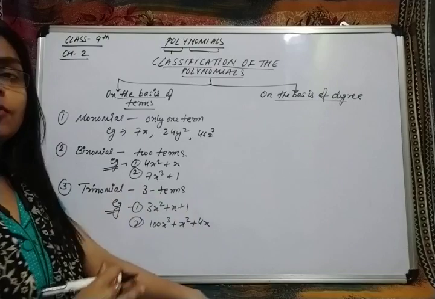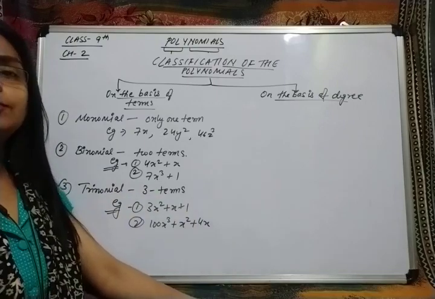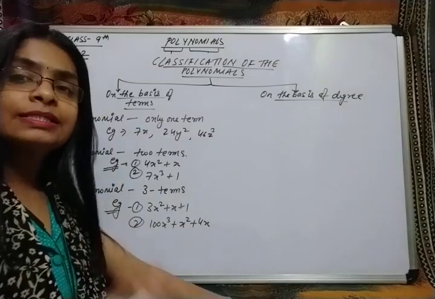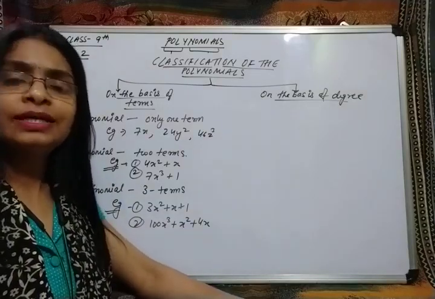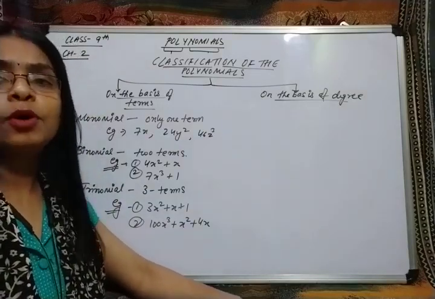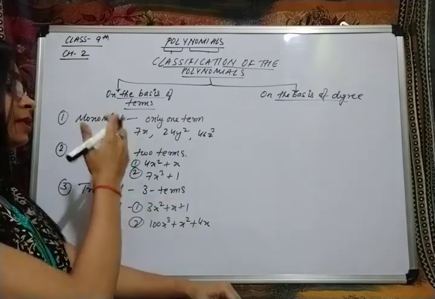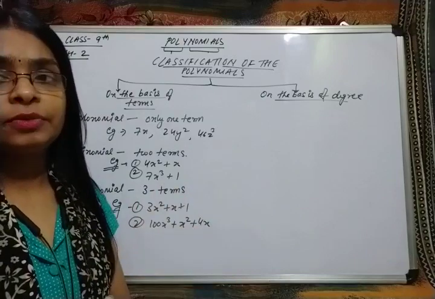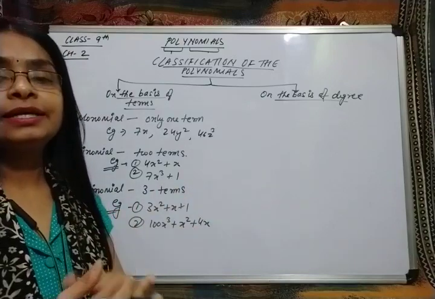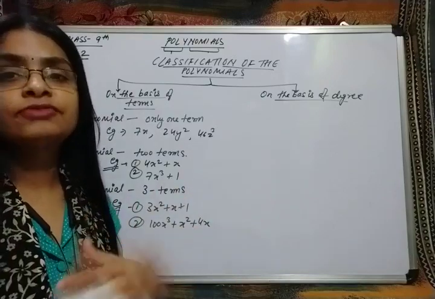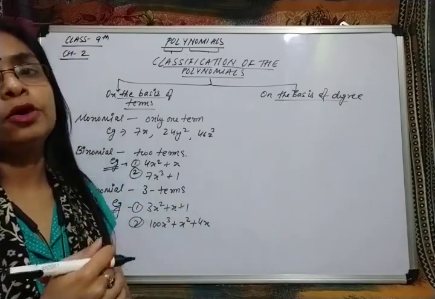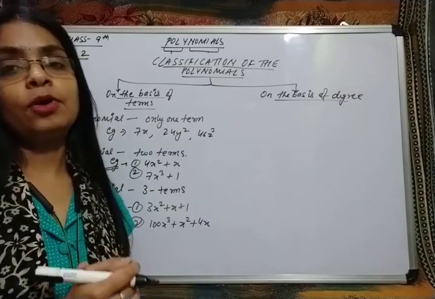After 3 terms, any polynomial containing 4 terms, 5 terms, 6 terms, any number of terms, we say them polynomials. For one term, two terms and three terms, we have the names monomial, binomial and trinomial. But after three terms, a polynomial containing 4 terms, 5 terms, that is more than 3 terms, we'll just call a polynomial.